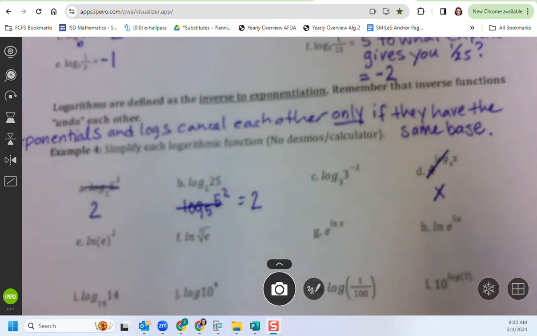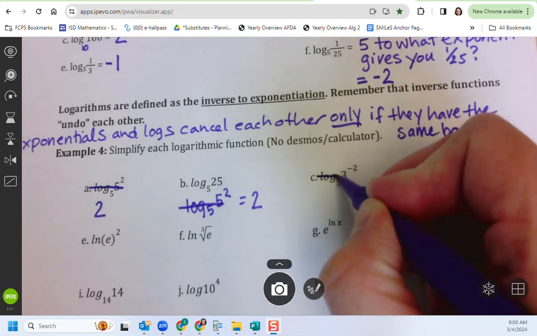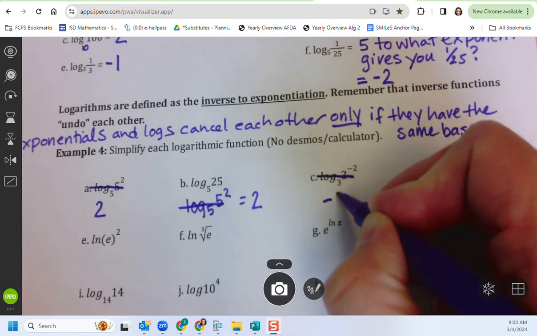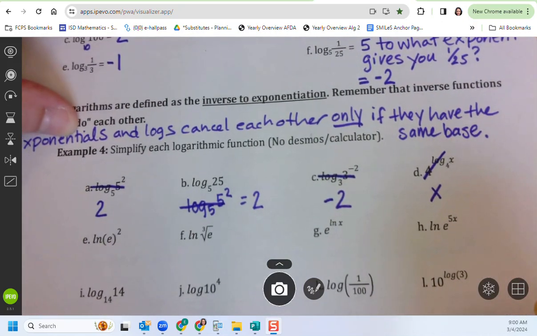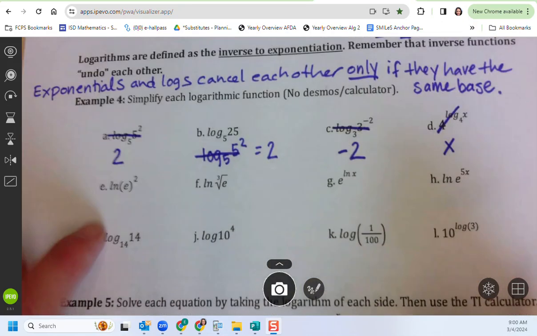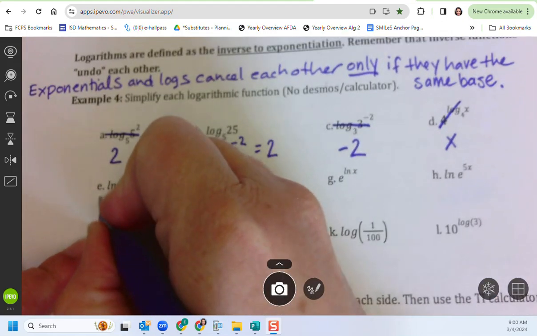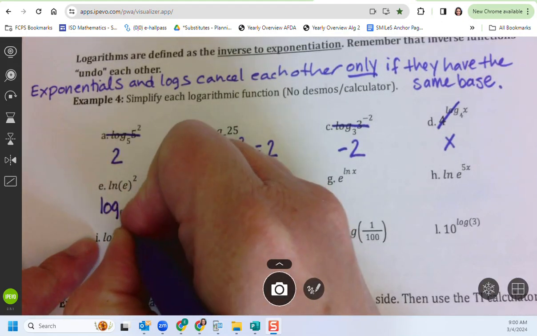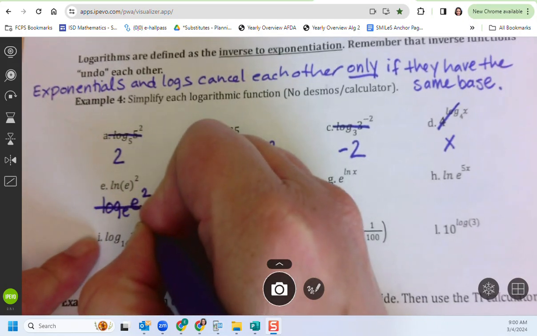All right, so C should be a pretty straightforward one. We had log base 3, 3 to the negative 2. So log base 3 and 3 will cancel, and you just get negative 2. In number E, which has to do with e, some people find it helpful to rewrite that as log base e. You don't have to. If you want to, you can write it as log base e, e squared, and see that these cancel, and you just get 2.